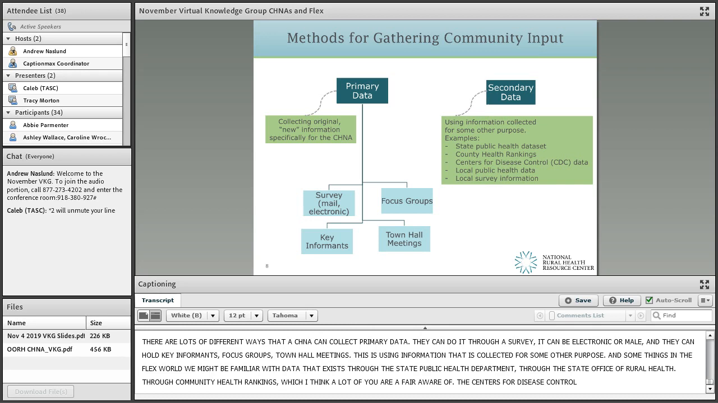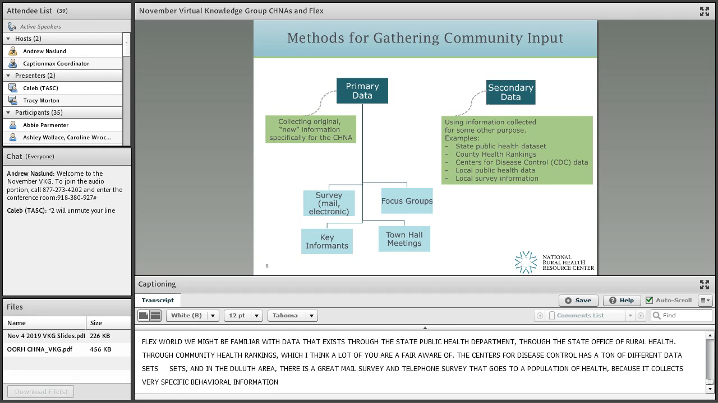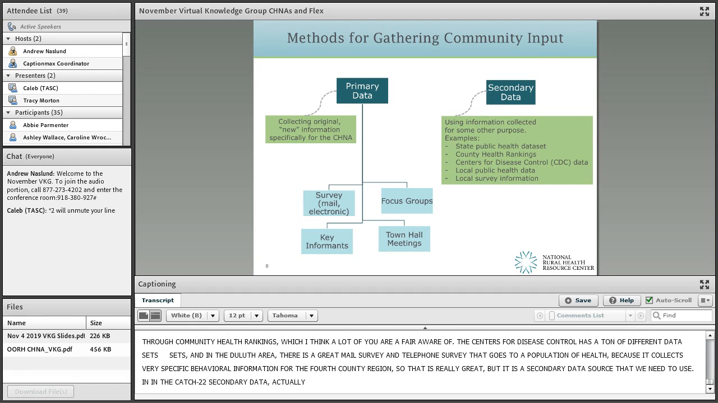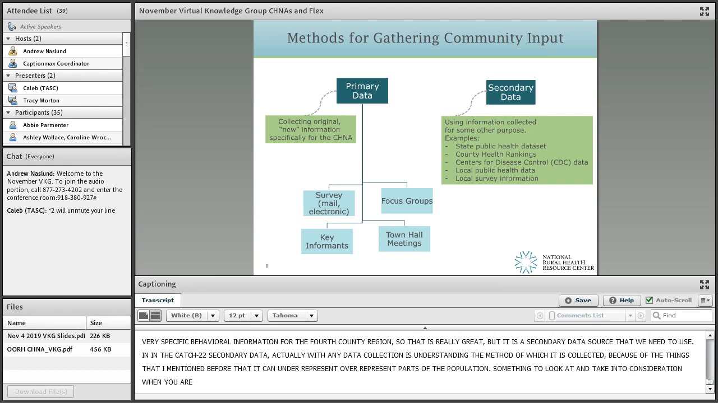Secondary data, like I mentioned before, is a really common approach for collecting information, and that's using information that's been collected for some other purpose. Some things that we in the Flex world might be familiar with are data that exists through our state public health department, through our state office of rural health, through something like County Health Rankings, which I think a lot of you are aware of. The Centers for Disease Control and Prevention has tons of different data sets, as do local public health or even local surveys. For example, here in the Duluth area, there's a great mailed survey and telephone survey that goes out called Bridge to Health, which is really helpful because it collects very specific behavioral information for this four-county region here.